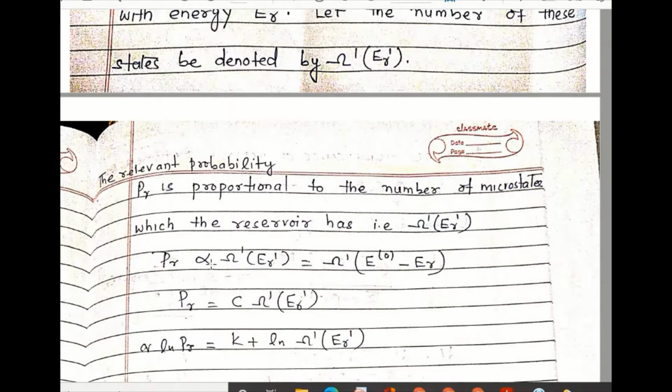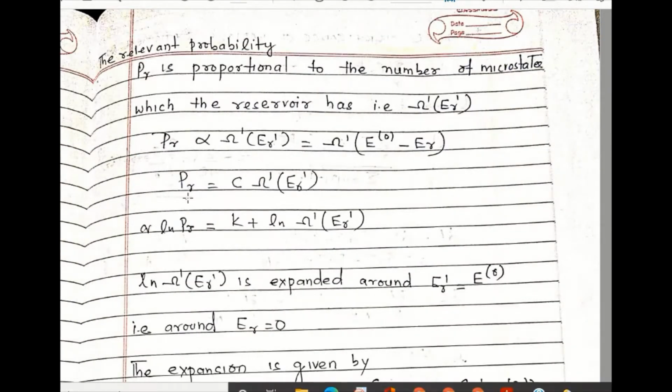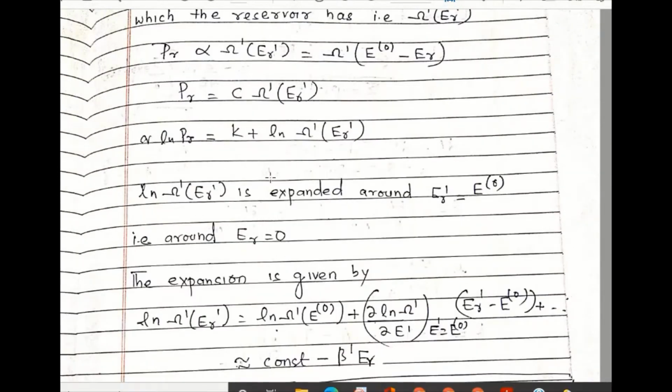Now the probability is proportional to omega prime Er prime, where Er prime can be written as E0 minus Er. So PR is equal to C omega prime Er prime, and ln PR will be K plus ln omega prime Er prime. Now we need to expand. Here we are expanding around Er prime equal to E0, that is Er equal to 0.